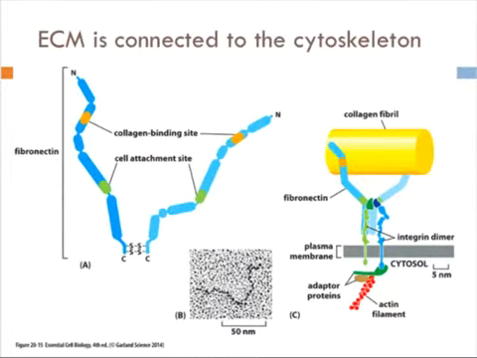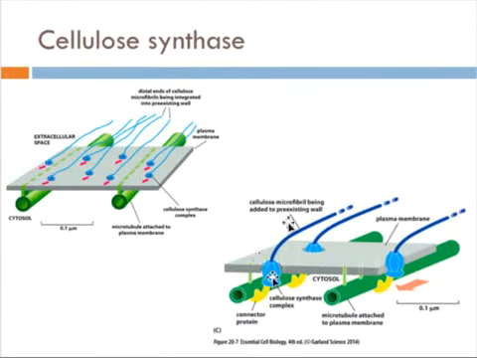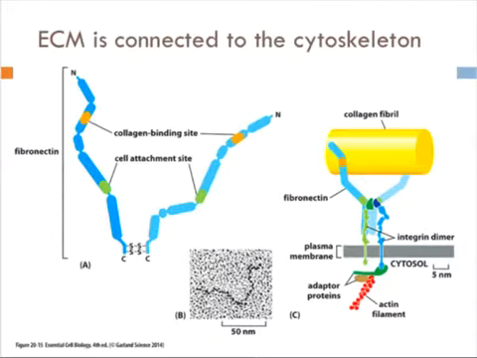So just like we saw with our cellulose, there is definitely a connection between the extracellular and the cytoskeletal elements. In the cellulose, we saw that the enzyme making the cellulose is connected to the microtubules in the cytoskeleton. In animal cells, we also have a connection via a protein called fibronectin.